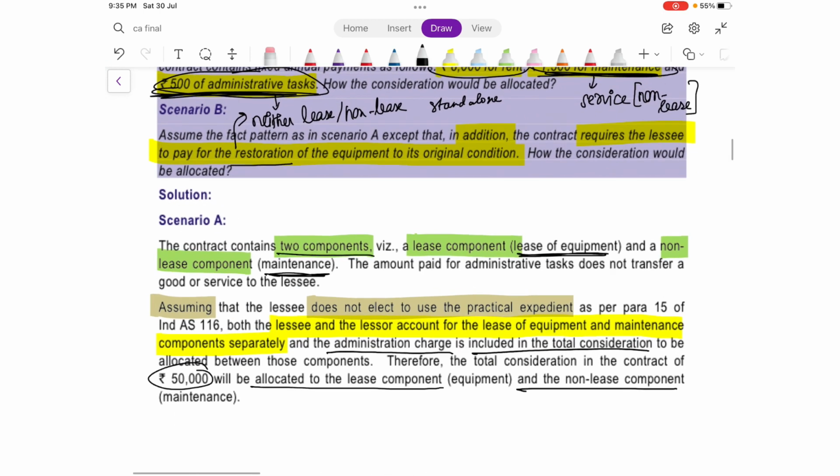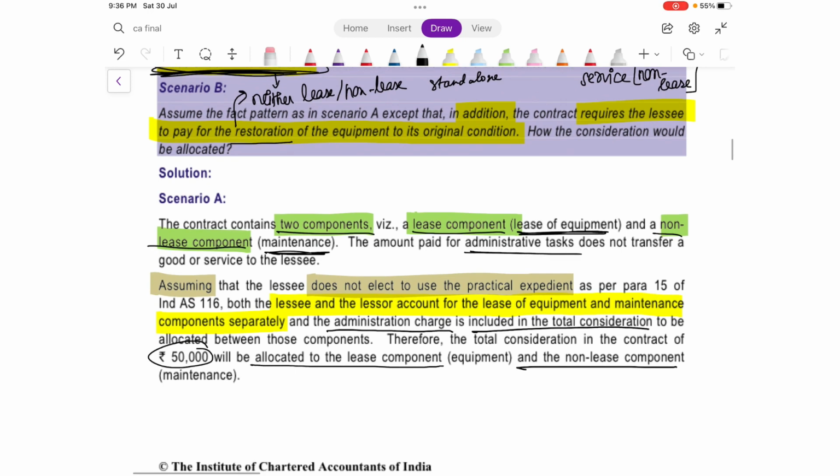So here, as you can see, there are 2 components: the lease component and the non-lease component, which is maintenance service. And here the administrative task is neither a good nor a service. Okay, and then for this, it will come separately, assuming the lessee does not elect the practical exemption. So here they are saying, assuming that the lessee is not going to go for the practical exemption where you can club both the lease and non-lease component together. Here, just assuming that the lease component and the non-lease component will be accounted for separately.